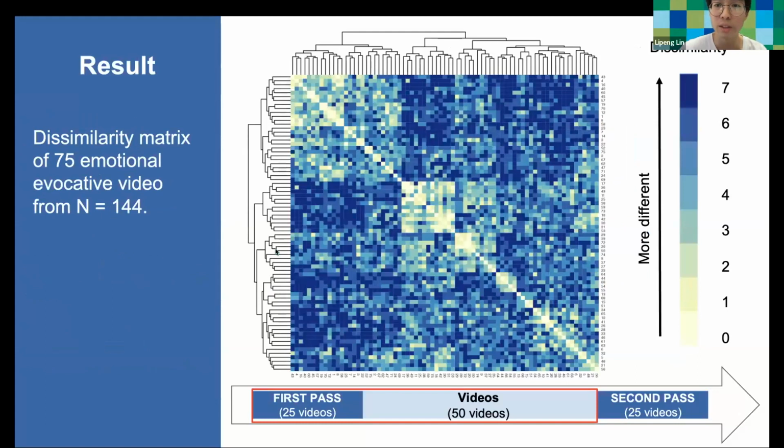And then we construct this similarity matrix with the responses from 144 participants. Each unit of the horizontal and the vertical axis of the matrix is a specific video. The lighter the color of a cell, the more similar the emotion experience of the video pair that participants perceive. We can see that there are 2 to 3 light color clusters near the diagonal. And then we represent this matrix in 2 dimensions with multi-dimensional scaling.